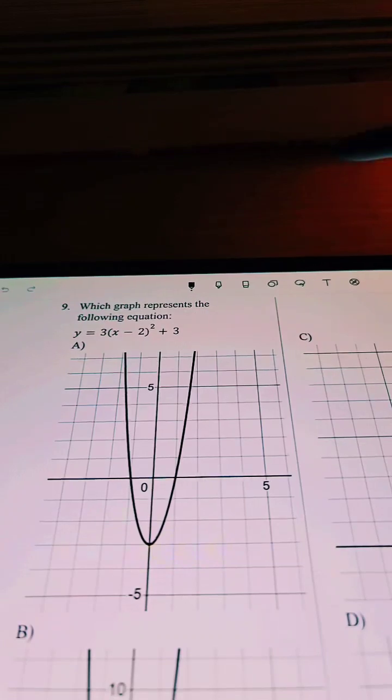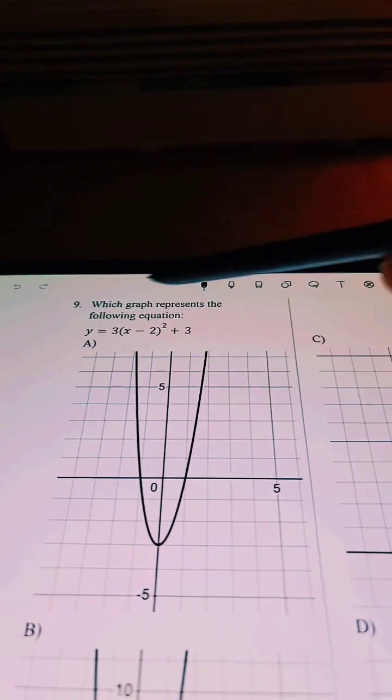Or which graph represents the following situation, or equation, sorry. So we have this equation right here.